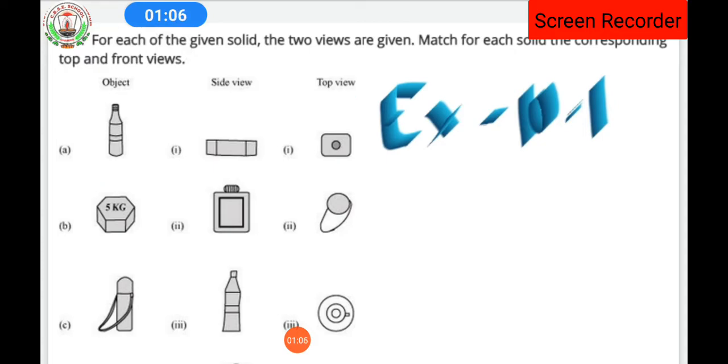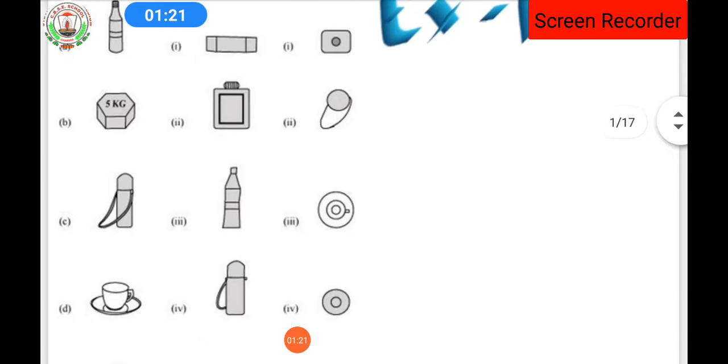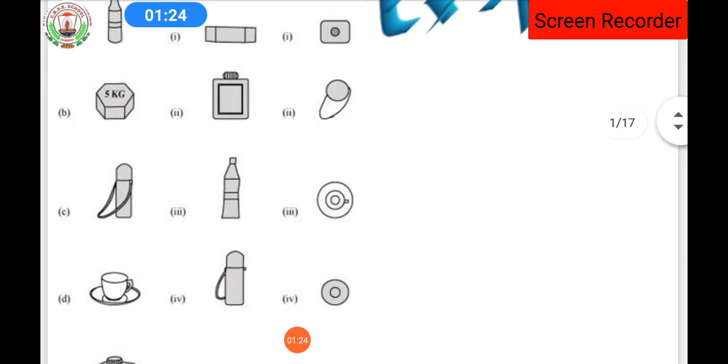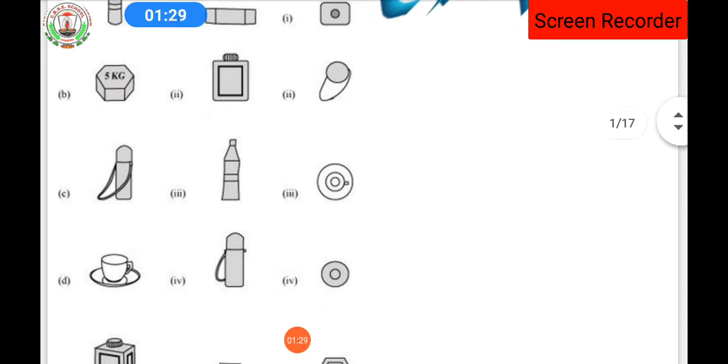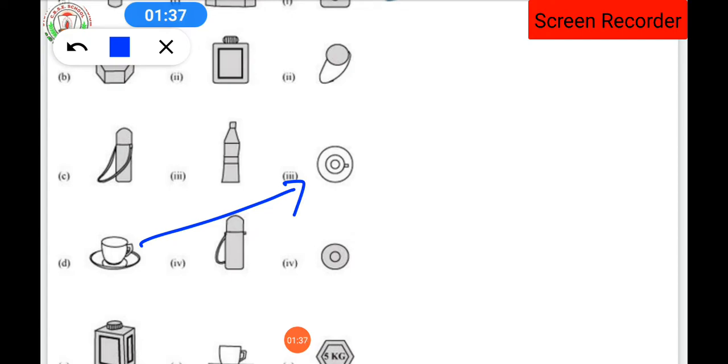So for each of the given solids, two views are given. Match for each solid the corresponding top and front view. Have you understood what is given? Suppose a bottle is given, a 5 kg weight is given, a cup, a plate is given. We have to match how each looks from the side view as well as from the top view. As we have a cup here, its top view will be like this, isn't it? And its side view will be like this. So here we match according to that.